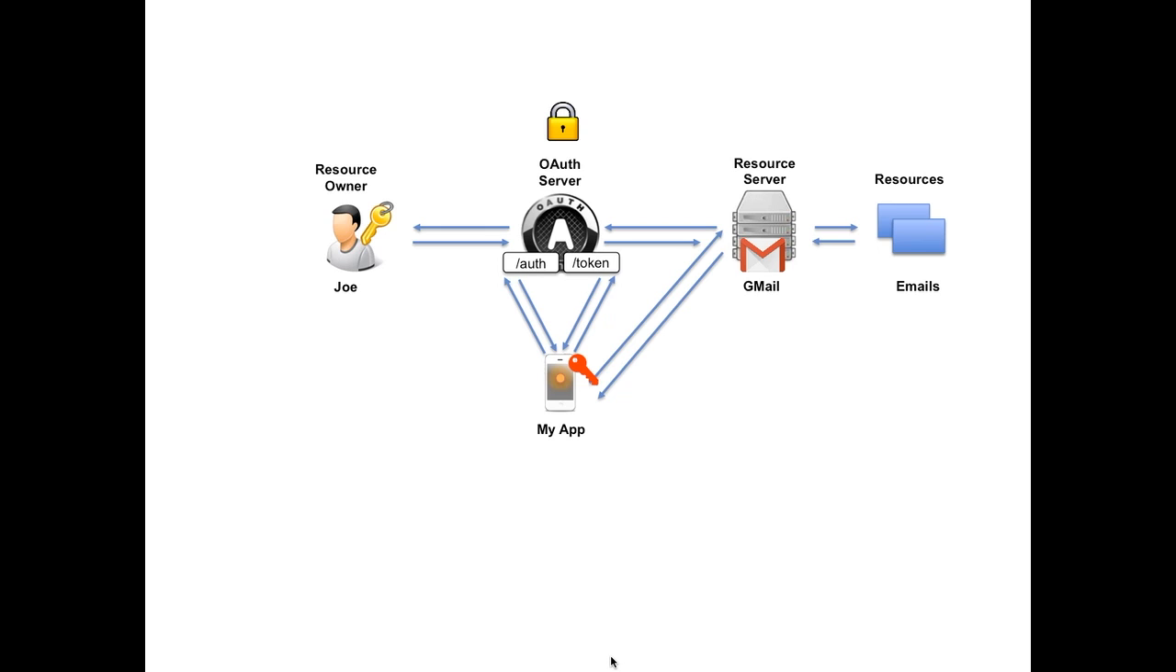So the first step of the OAuth authorization code flow, which we'll look at, is that the app, my app, sends a request to the authorization endpoint. And in this request, it just says, this is my client ID. It doesn't send the secret yet. And I would like to have access to emails in general. It just specifies, I would like to have access to emails. It doesn't say which email specifically.